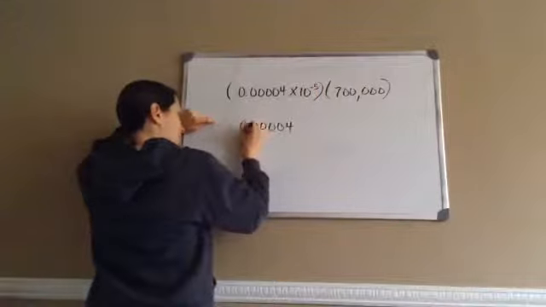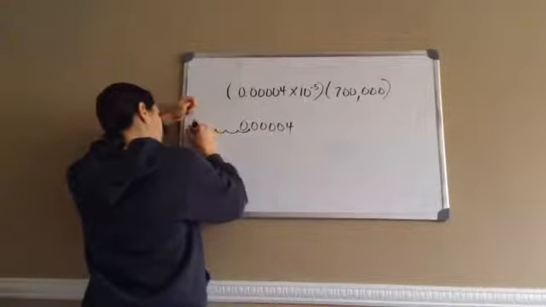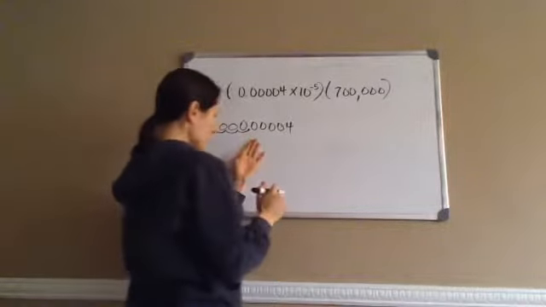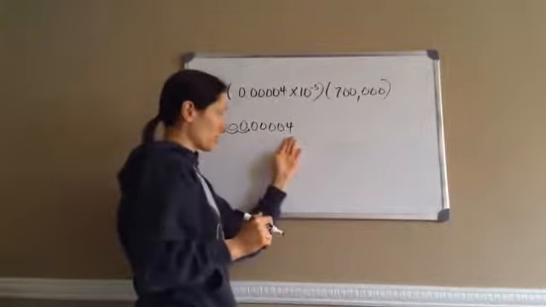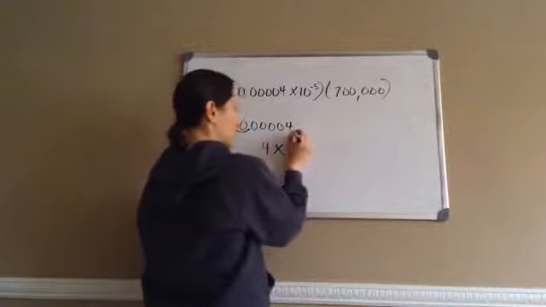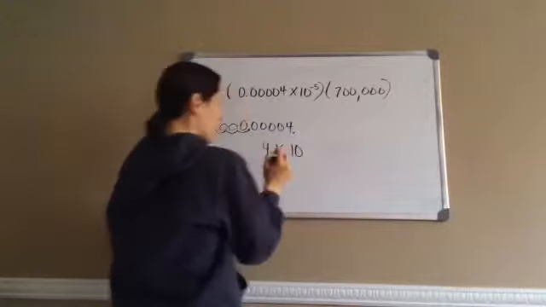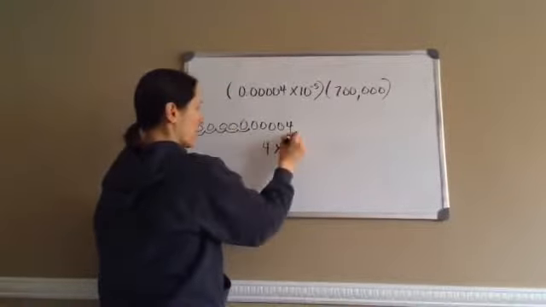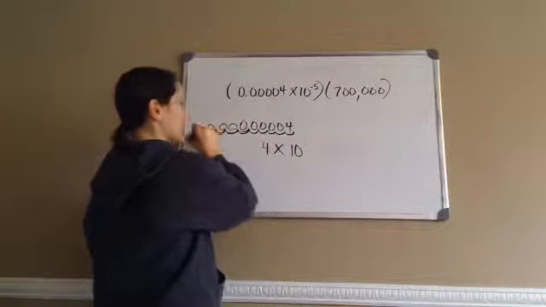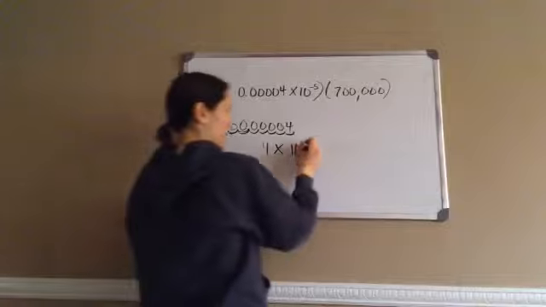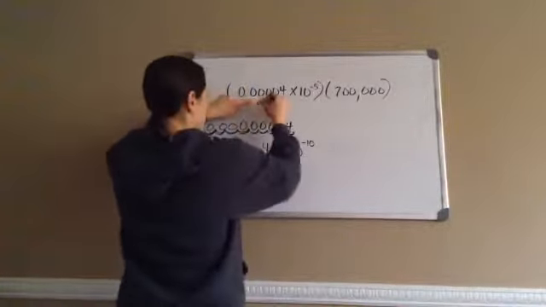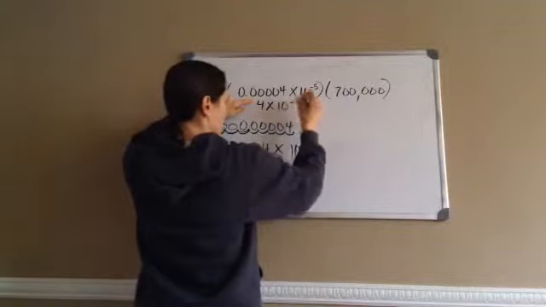Negative means left. 1, 2, 3, 4, 5. Okay, so now this is my new number that I'm trying to put into scientific notation. So 4 times 10, because I want my decimal here. So how far is it away from this one? 1, 2, 3, 4, 5, 6, 7, 8, 9, 10. And I went to the left, negative 10. Yep. So this answer becomes 4 times 10 to the negative 10.